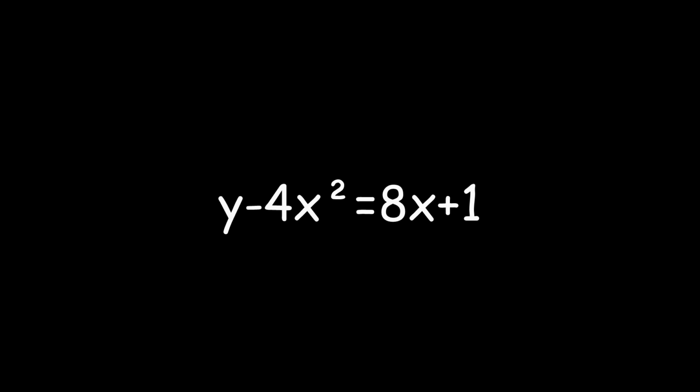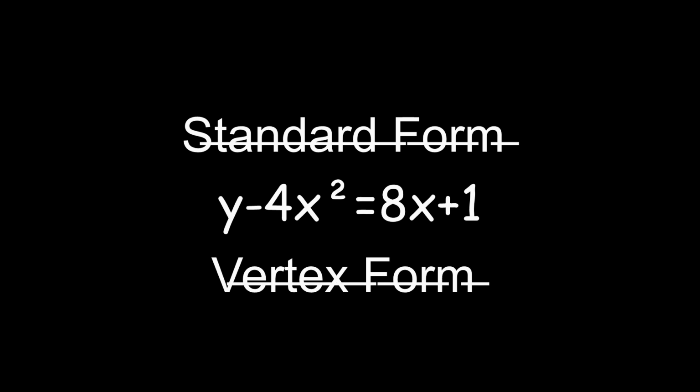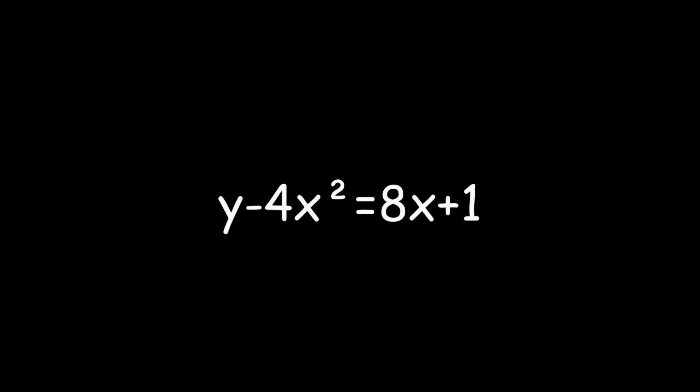Alright, I'm back. And this is gonna be a little bit harder than the ones I introduced. This time, the given is y minus 4x squared is equal to 8x plus 1. Now, the equation is neither standard nor vertex form. But that's fine, I'm sure we can solve it. First, we have to turn it to a general form.